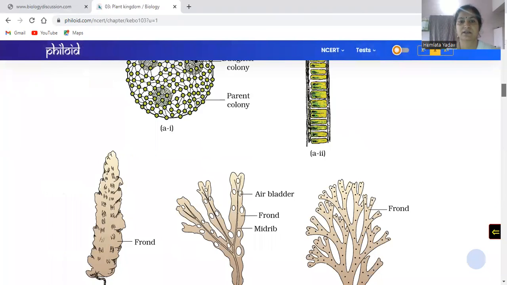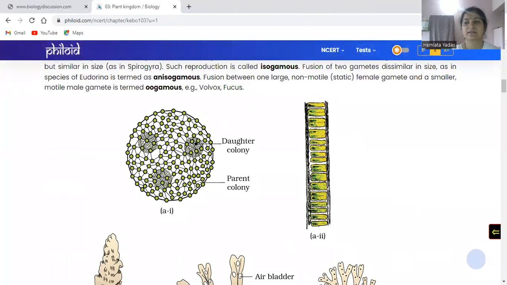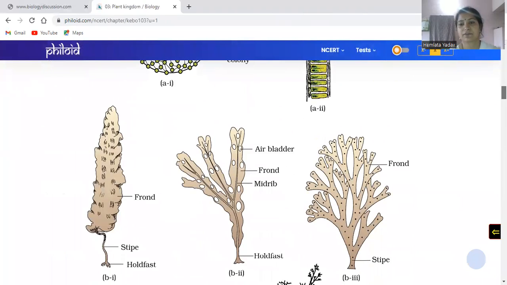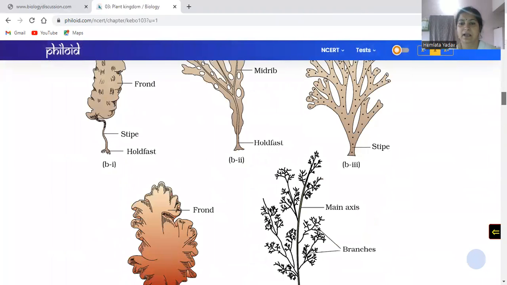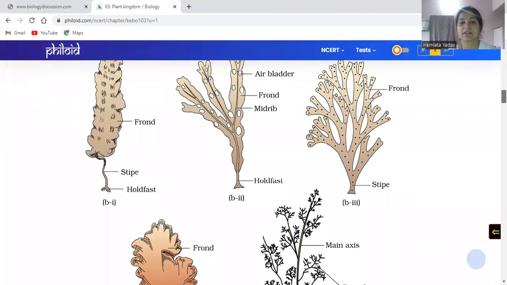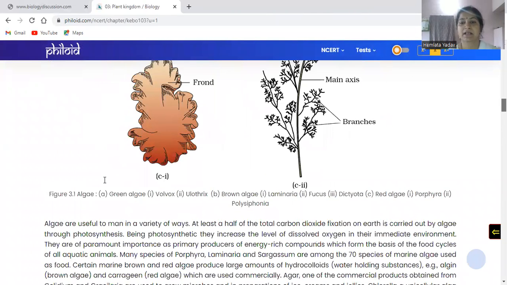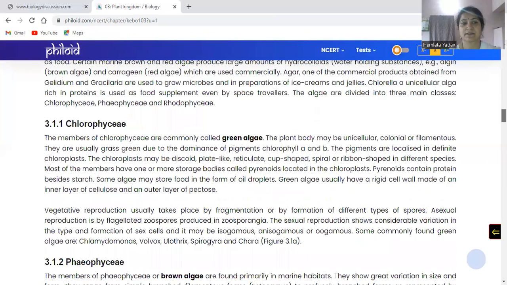So these are the images of NCERT. The first is the image of Volvox and the second is the image of Ulothrix. And these are green. And then the middle one, which are brown algae, you can see holdfast, stipe and frond. And the last one are Rhodophyceae, red algae, that is Porphyra and Polysiphonia. Main axis and branches are there, frond is there.